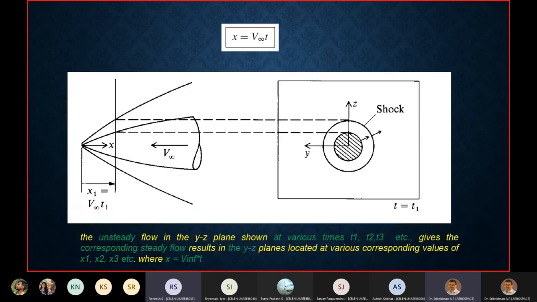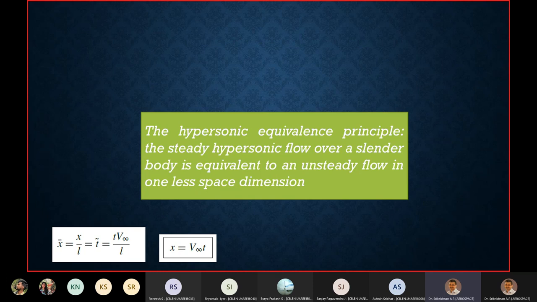So we'll continue from what we have been discussing. The hypersonic equivalence principle, in which, based on the mathematical similarity of the equations, it is observed that the steady hypersonic flow over a slender body is equivalent to an unsteady flow in one less space dimension. Slenderness is an assumption which still has to be carried forward. The nose can be blunt, but the body has to be slender. That is, the D by L has to be very small.